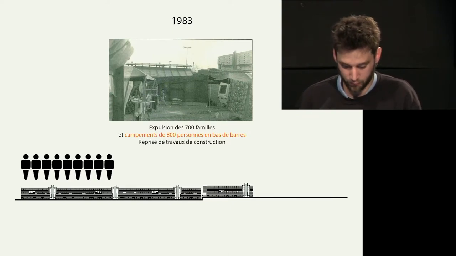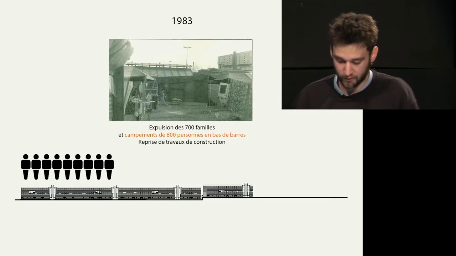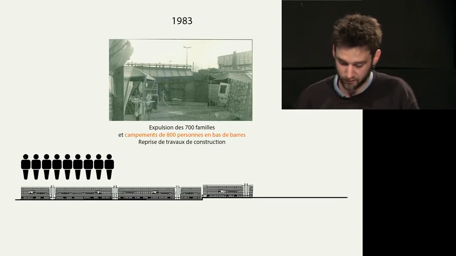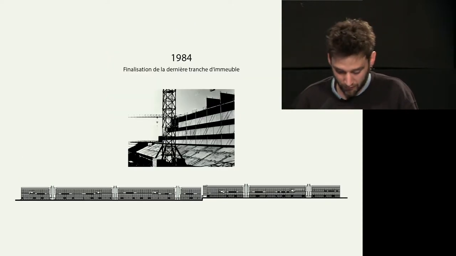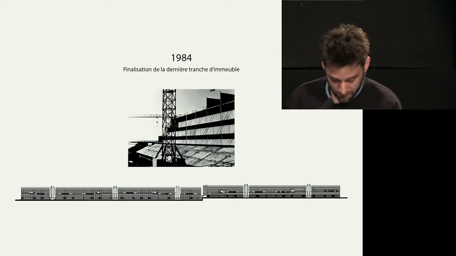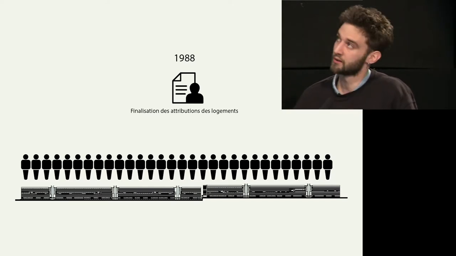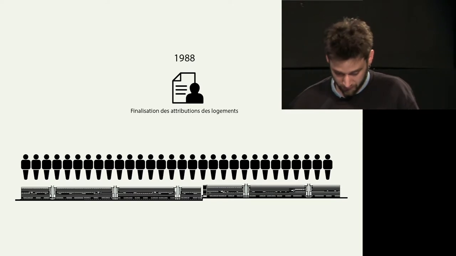And while they claimed their right to a home, they proceeded to camp opposite the block, which was still under construction. They stayed there for about a year, and they gradually built themselves spontaneous homes little by little, at the same time as construction work was underway on Corviale. So in 1984, the building site was said to be completed, but it was not until 1988, because of the procedures of allocation of apartments, that the process of allocation was completed.